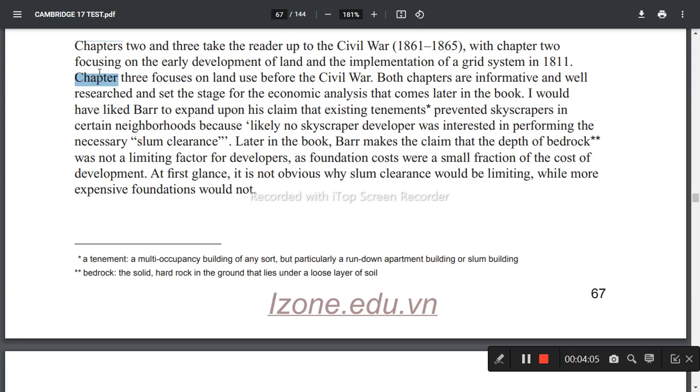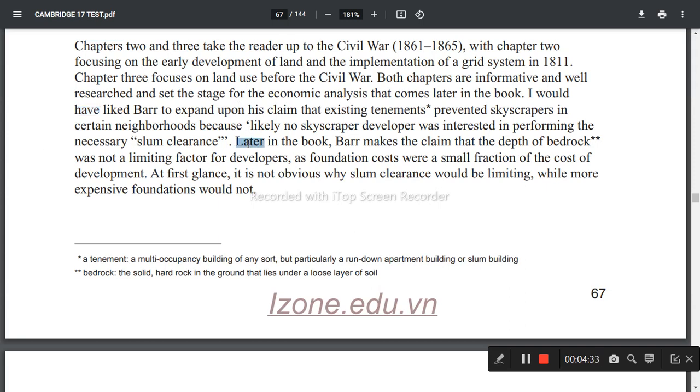I would have liked Barr to expand upon his claim that existing tenements prevented skyscrapers in a certain neighborhood because likely no skyscraper developer was interested in performing the necessary slum clearance.